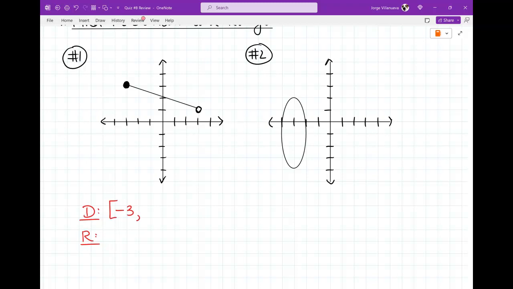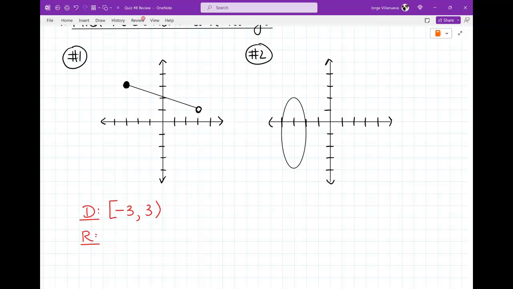And how far right does it go? +3. Does it include the +3? No. For the x, this is the +3 that we're talking about, okay? Right there, this x value. So yeah, it does not include it. There's an empty circle, so you're going to put a parenthesis, okay? So that's your domain for that.